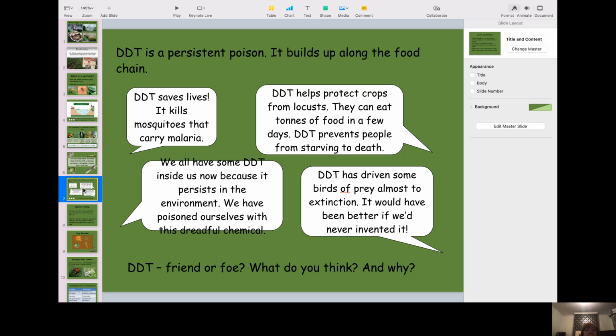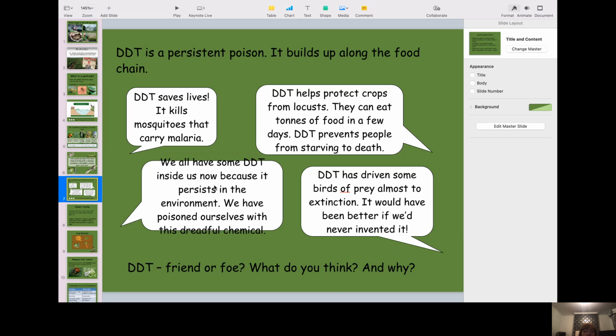DDT is a persistent poison. So persistent means it carries on and on and on. And it builds up along the food chain. Here are 4 different points of view. So DDT saves lives. It kills mosquitoes that carry malaria. DDT helps protect crops from locusts. They can eat tons of food in a few days. DDT prevents people from starving to death.